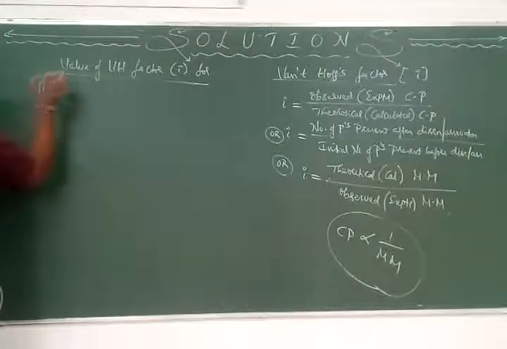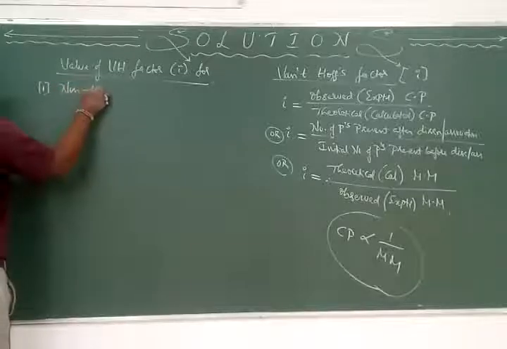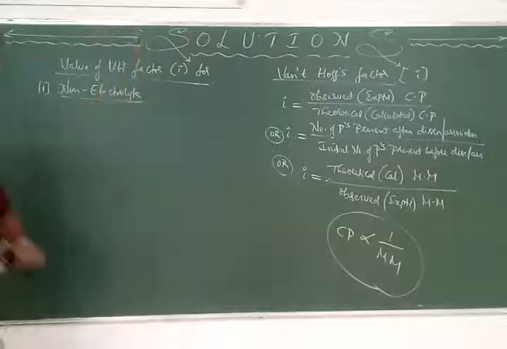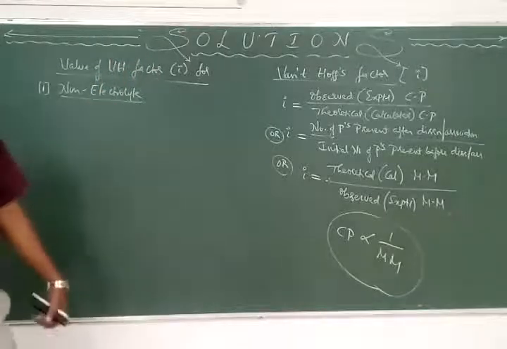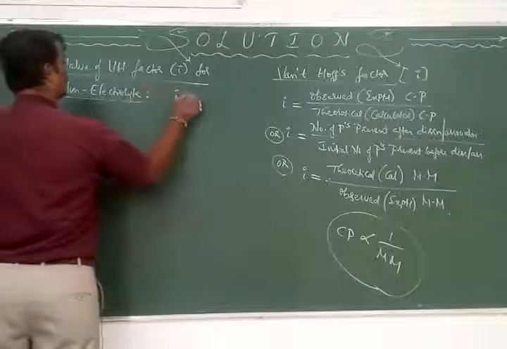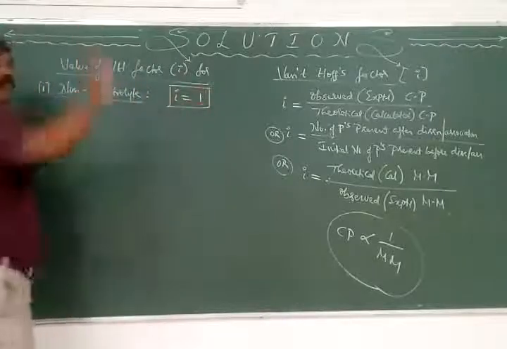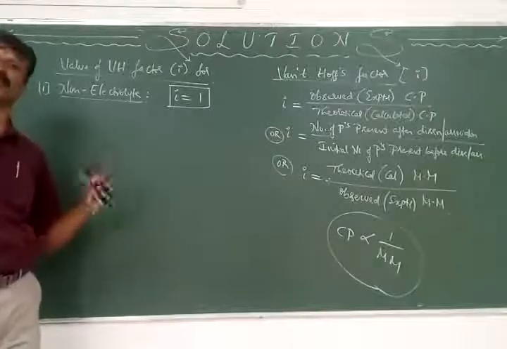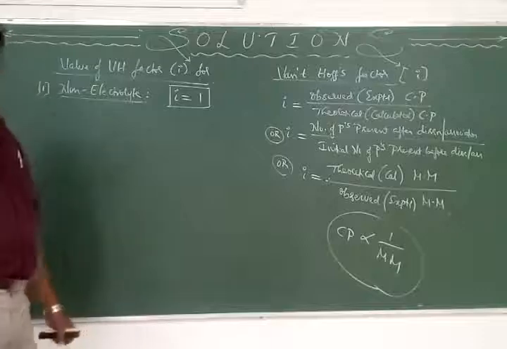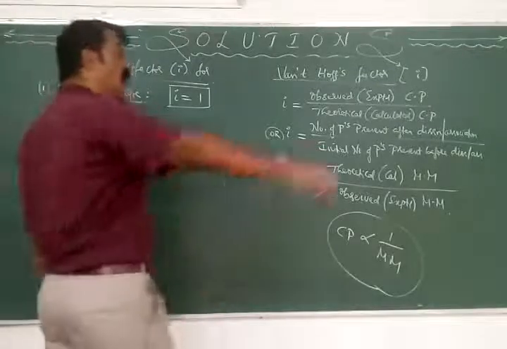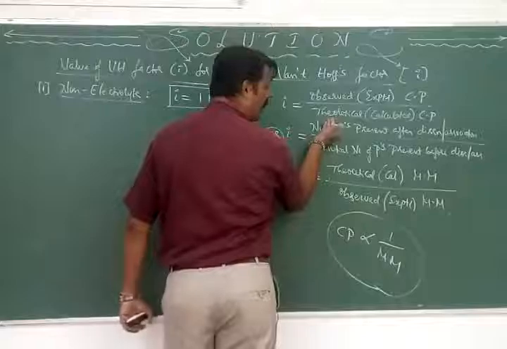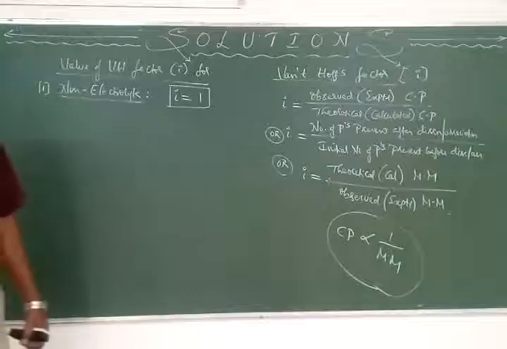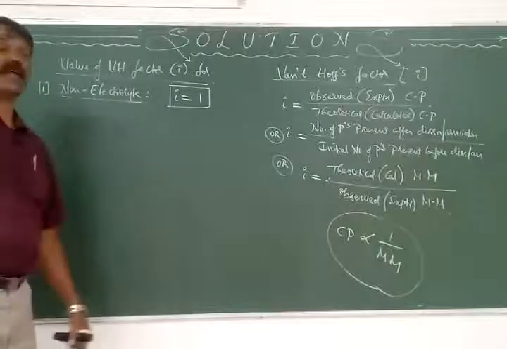First one, for non-electrolyte. What's the meaning of non-electrolyte? It does not get dissociated or sometimes associated. If this is the case, i is equal to 1. Means before and after, because the non-electrolyte itself doesn't undergo dissociation or association, the i factor is always equal to 1. Means the observed colligative property is exactly equal to the theoretical, or the theoretical molecular mass is exactly equal to the observed molecular mass. That ratio is always equal to 1 for a non-electrolyte.